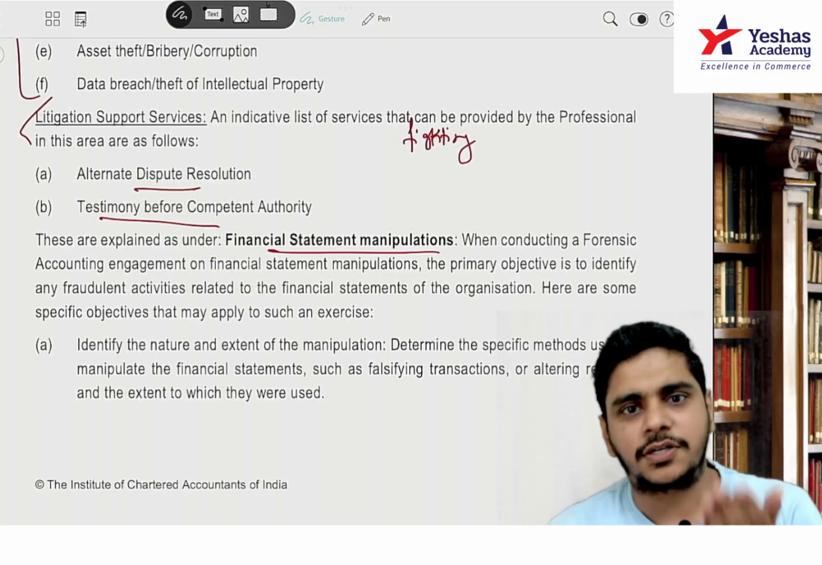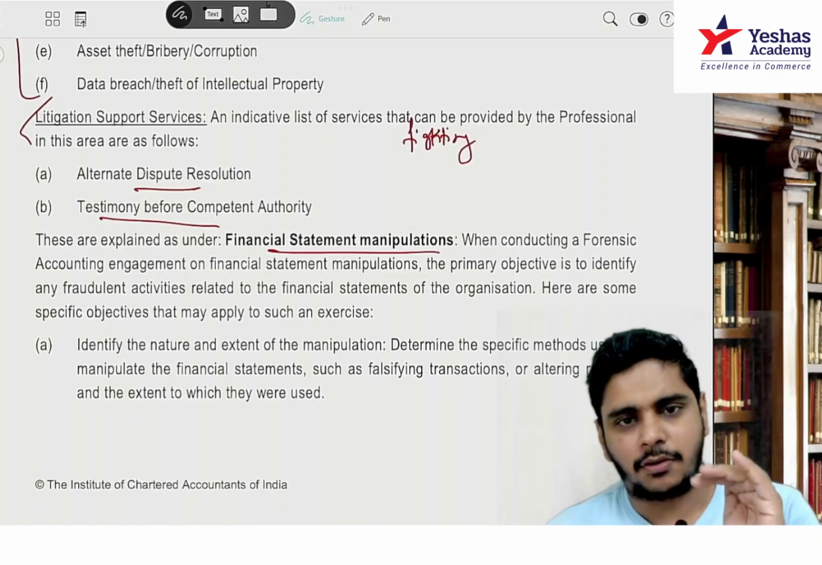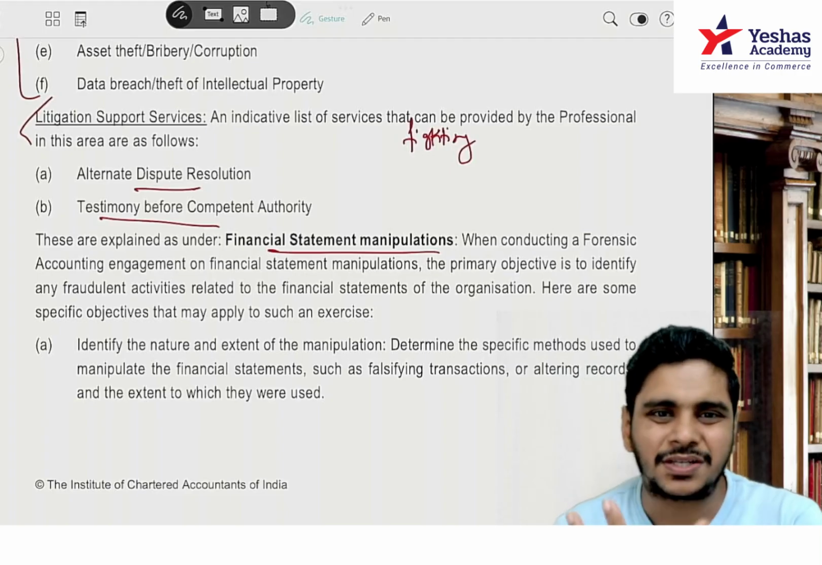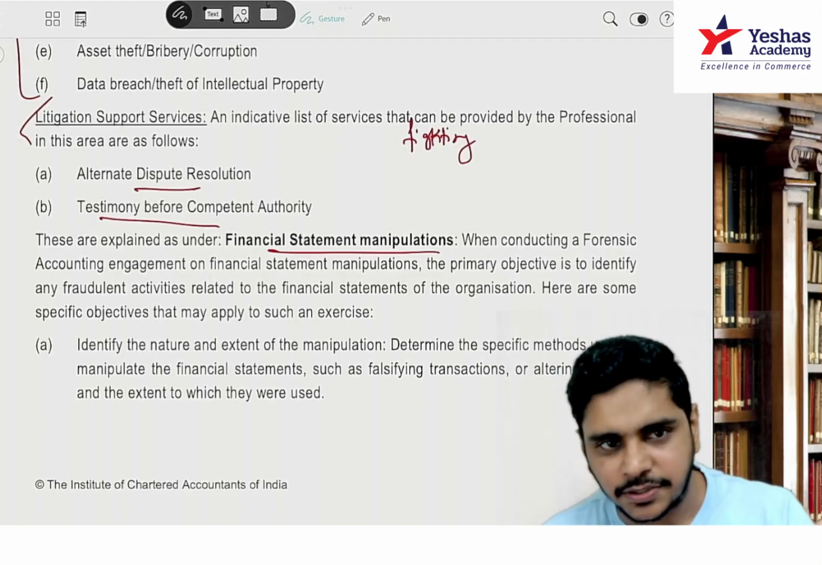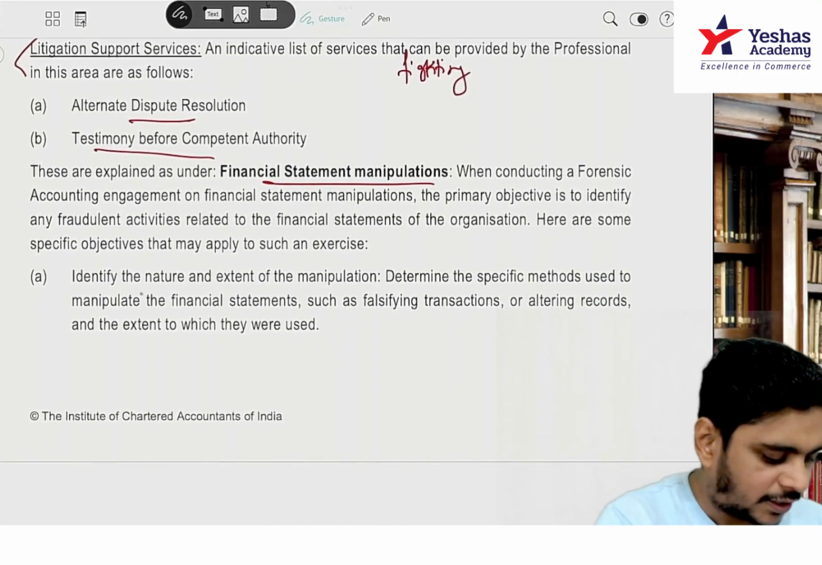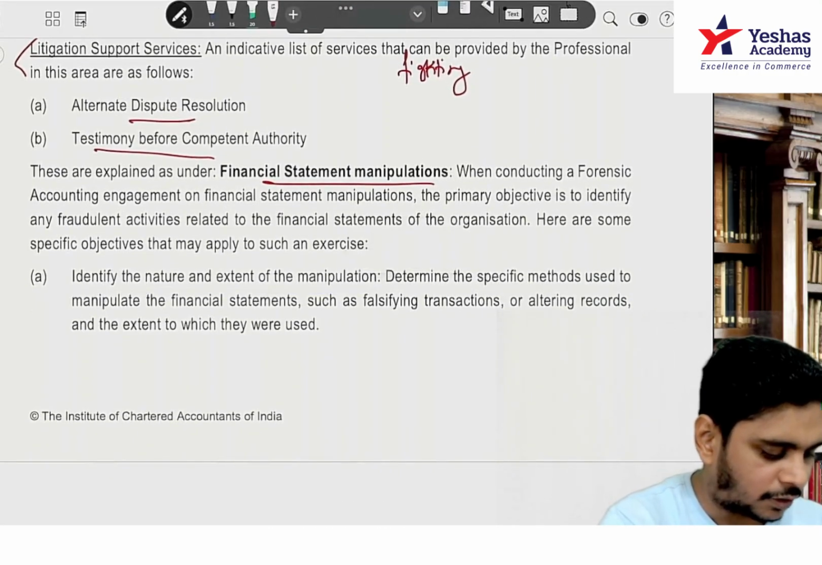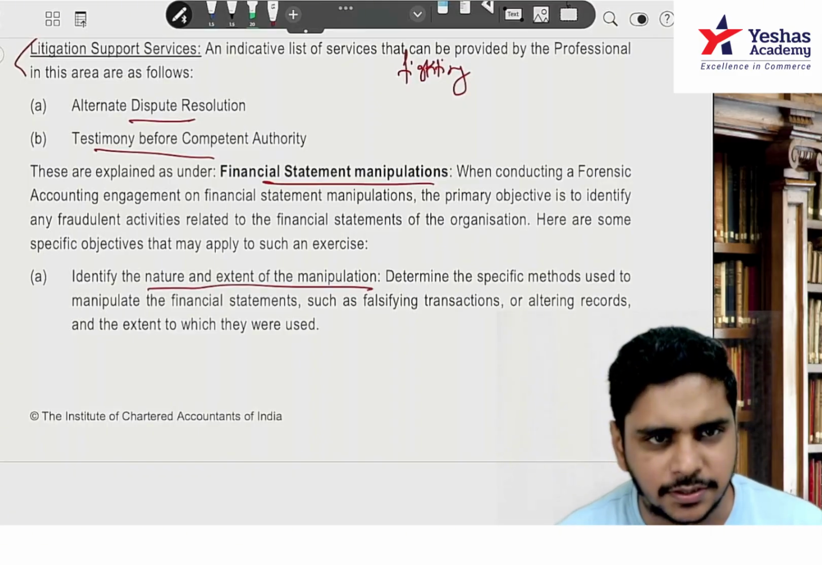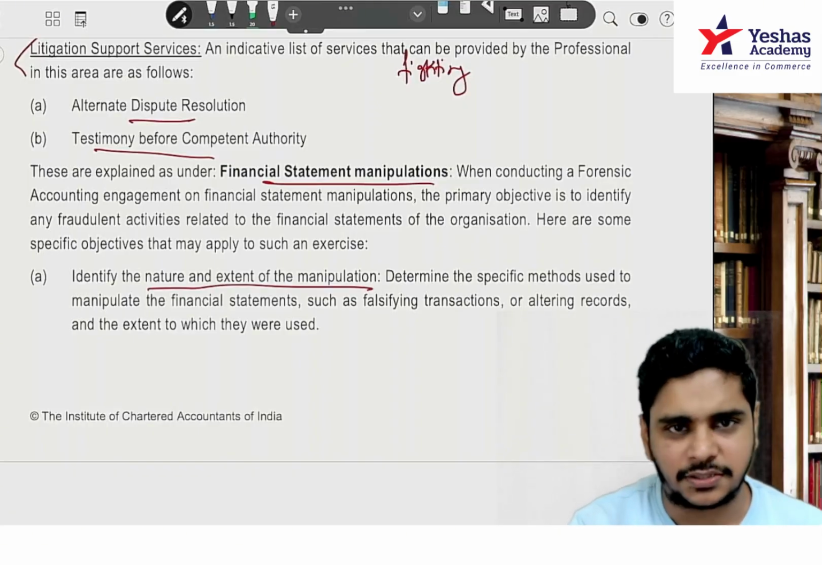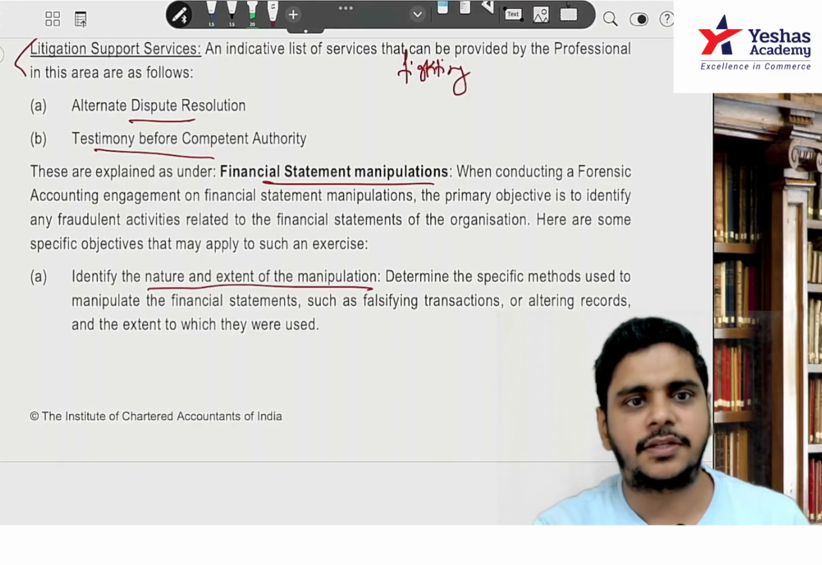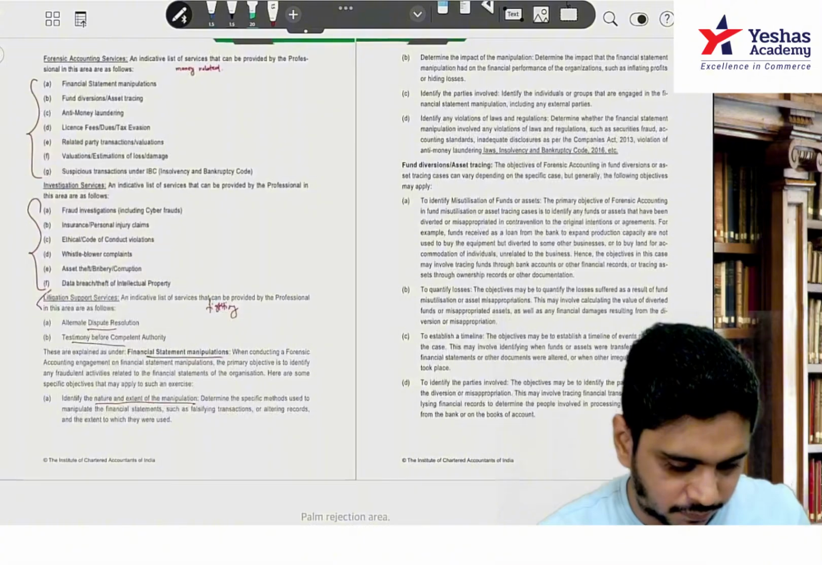It could be overstating of profit, or understatement of profit, bogus sales, bogus purchases. So what will you do? You will have to identify the nature and extent of manipulation. Determine any specific method used, like false bogus transactions or altering records, and the extent to which they were used.